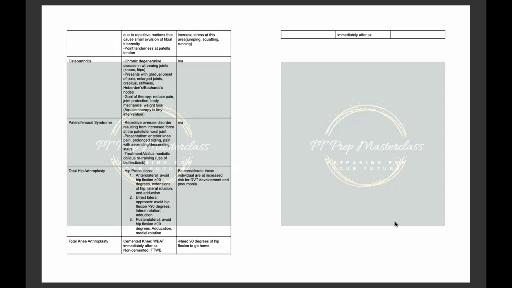Okay. Some contraindications or considerations is that any individual that has a surgery, whether it's total hip, total knee, ACL repair, they're at an increased risk for DVT and pneumonia development.